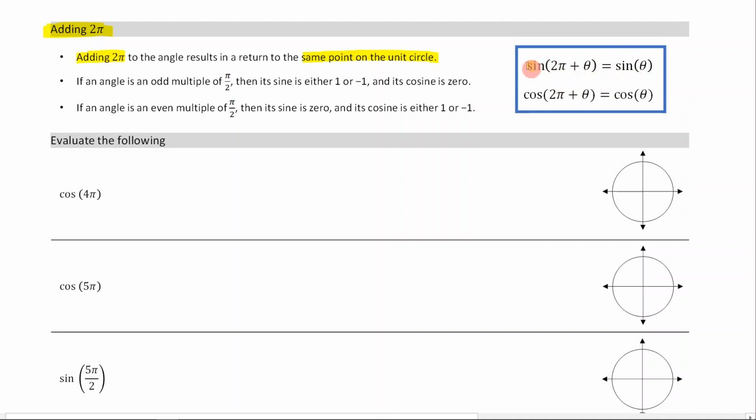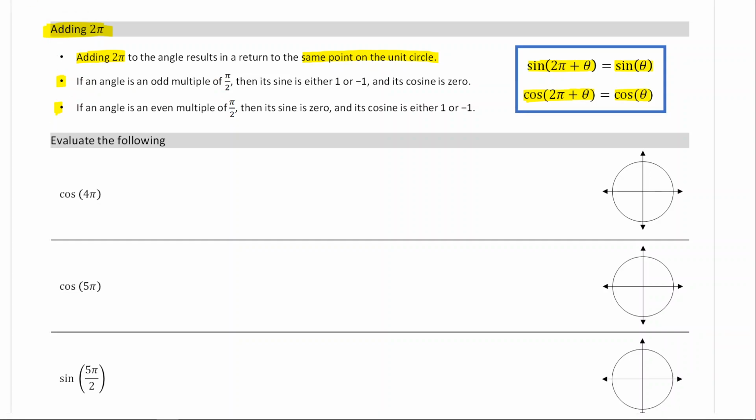We can say that sine of 2 pi plus theta is simply equal to sine of theta, and cos of 2 pi plus theta is equal to cos of theta. So in other words, adding 2 pi does nothing. It just takes you back to where you started from. And as we go on, we'll also talk about these two dot points here, but let's first dive into an example.